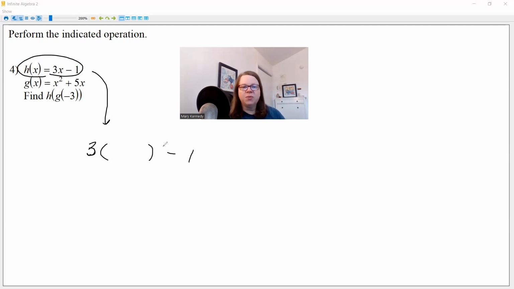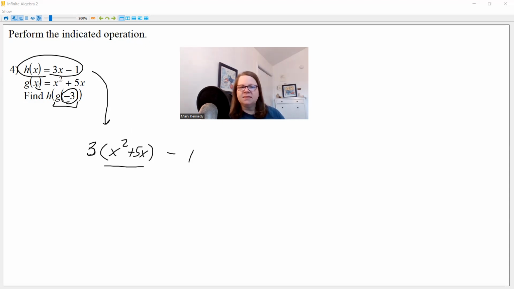Now notice what I did. For x, I just put a big parentheses. I'm going to fill in that blank, that parentheses, with the next part, g of something. So the g of x part is x squared plus 5x. But notice that it is g of -3.